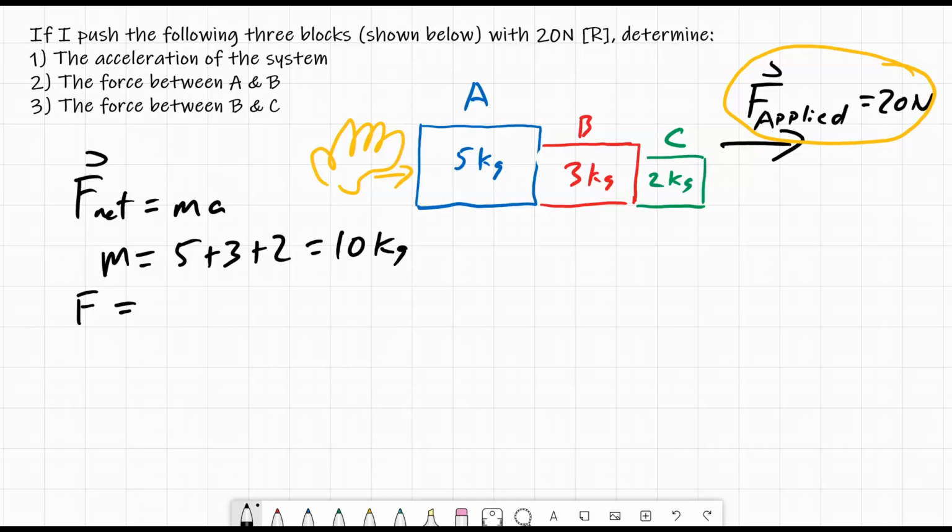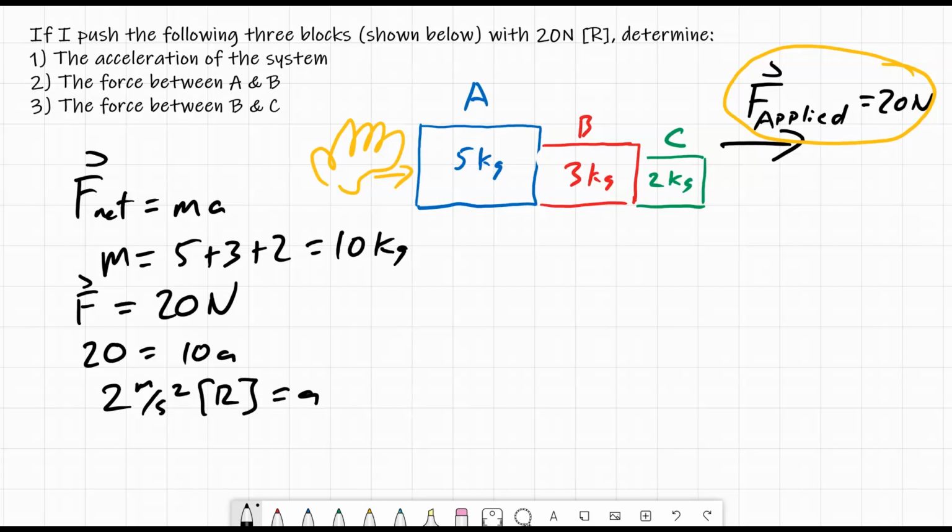Now we know the force that I'm putting in there is 20 newtons. We're going to assume a frictionless surface to keep this simple. So we're going to plug in, and we're going to say 20 is equal to 10a. And when we divide both sides by 10, we end up with 2 meters per second squared to the right. That is going to be my acceleration. So we know that block A will be accelerating at 2 meters per second squared, block B will be accelerating at 2 meters per second squared, and block C will be accelerating at 2 meters per second squared.